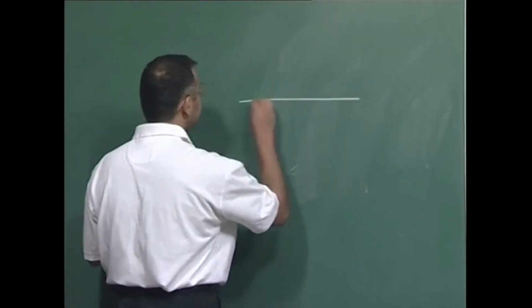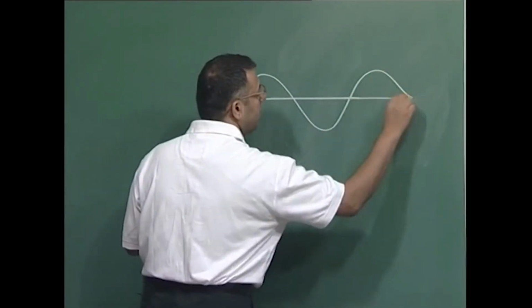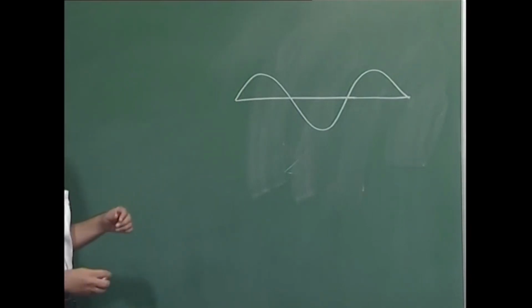Suppose I have a sine wave which is my ordering function, just for the sake of argument. So now this is my very well ordered function, it is sin x, which I am plotting.